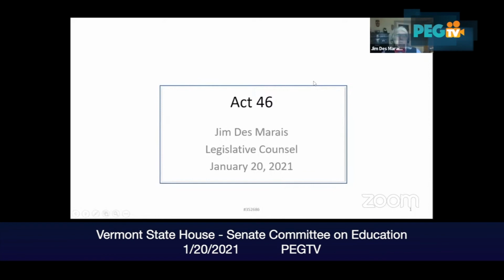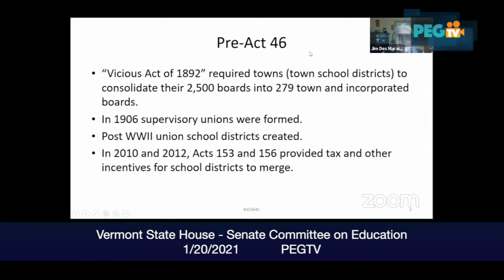Okay, so this is Act 46. So let's go pre-Act 46. There's an article written by Bill Mathis that was published in Vermont Digger. And he made these points, which is that there was a so-called Vicious Act of 1892, which required town school districts to consolidate the 2,500 boards into 279 town incorporated boards. So by a sweep of a pen, basically, that was done back in 1892.